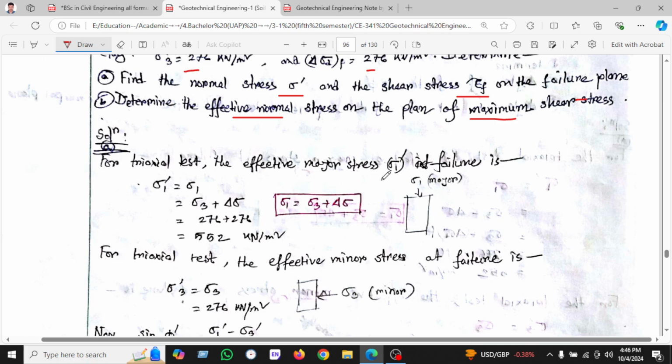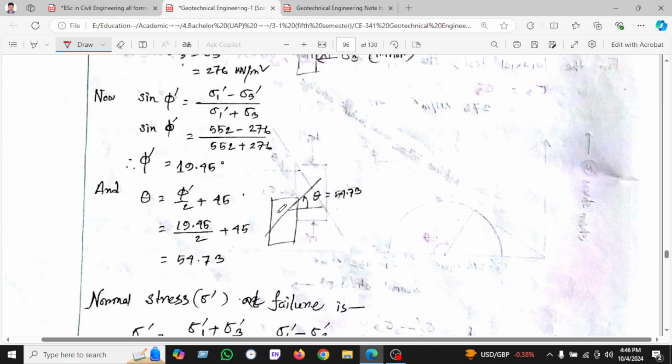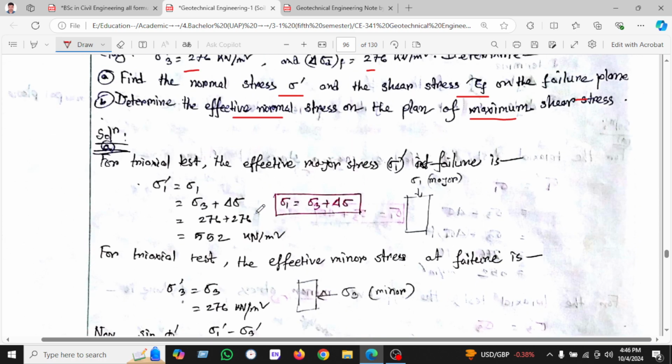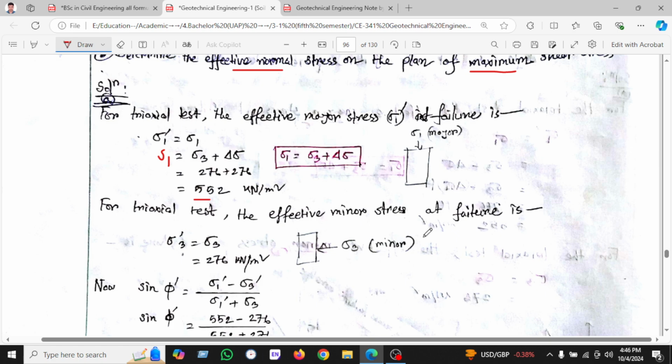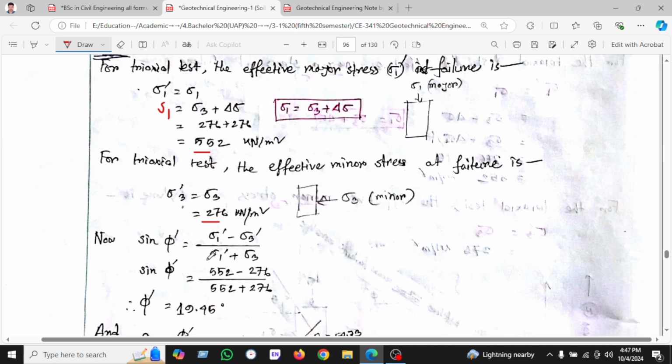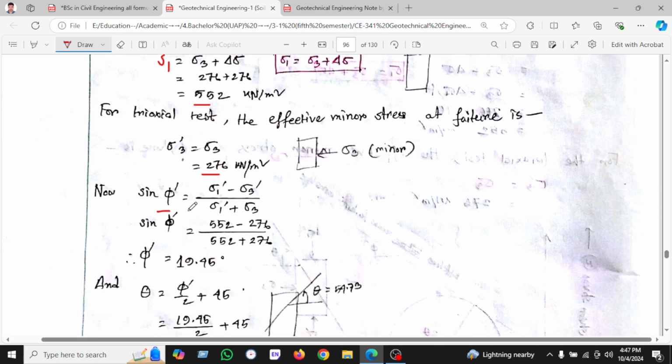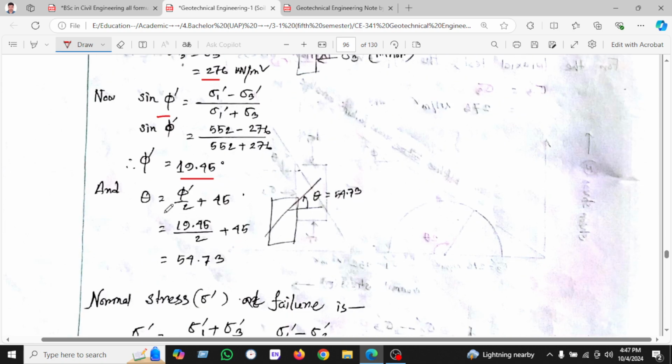Okay, let's start. We know sigma 1 equals sigma 3 plus delta sigma, and in this way we found sigma 1. And for the triaxial test at the failure mode, sigma 3 equals sigma 3 prime, and found 276. And in this way we have found the sine angle and found 19.45, and we will find that theta equals 45 plus phi by 2 as in the previous example, and found 54.73.